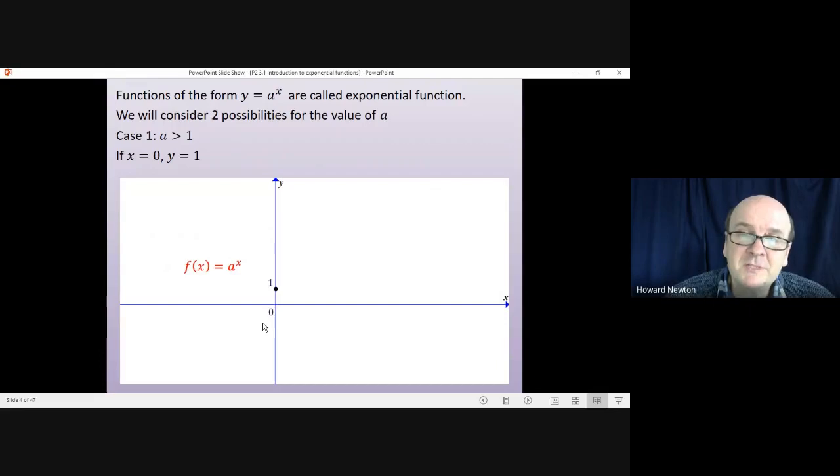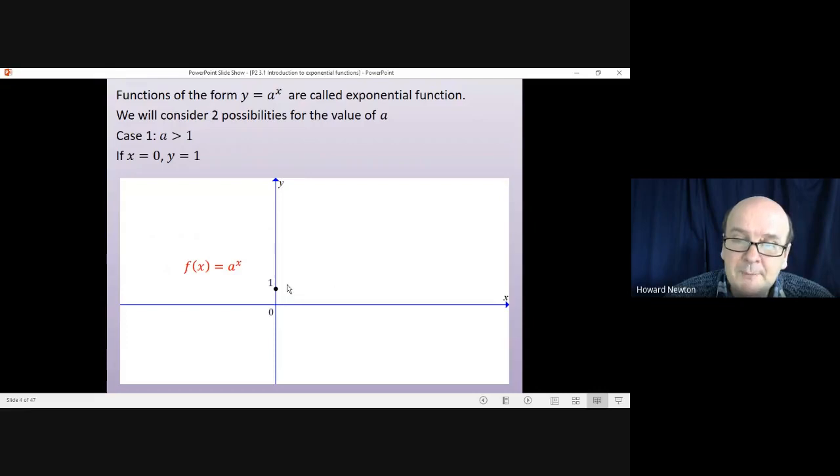What about crossing points on the x-axis? To find those, we'd say what happens if y is 0. Now, if y is 0, you'll have 0 equals a to the x. It doesn't matter what a is, it doesn't matter what x is. a to the x never equals 0. The consequence of that is that there will be no crossing points on the x-axis.